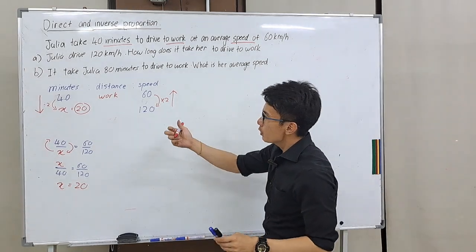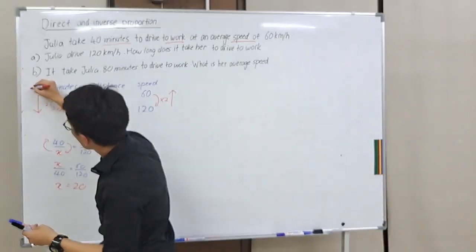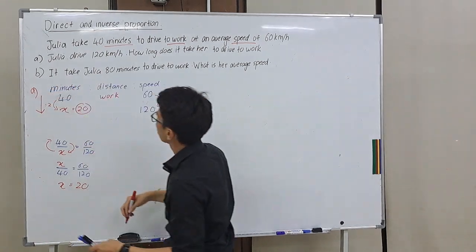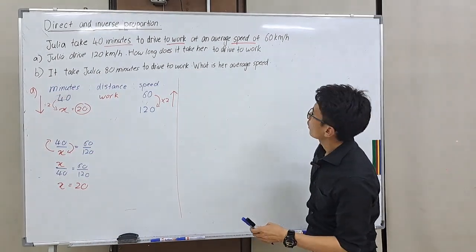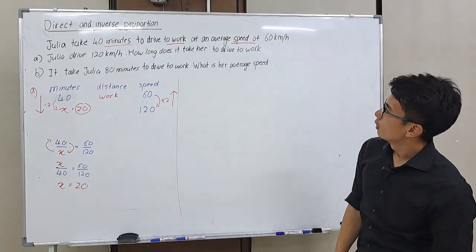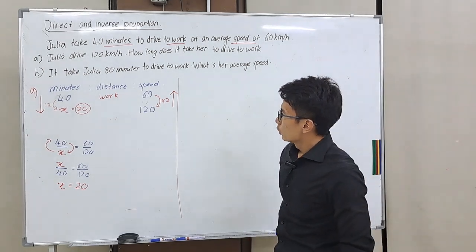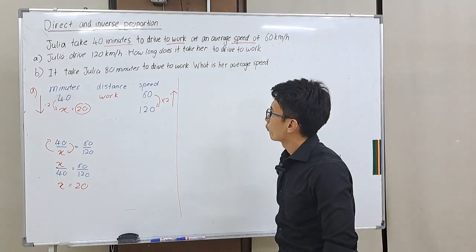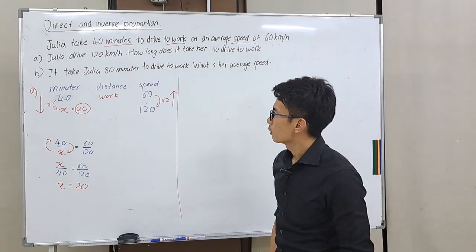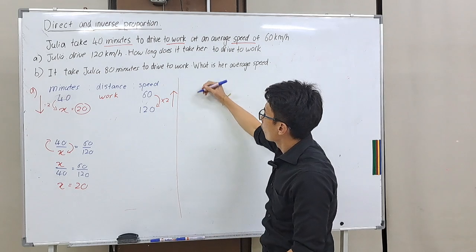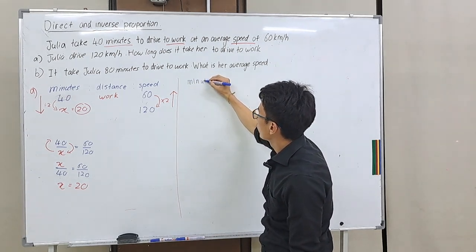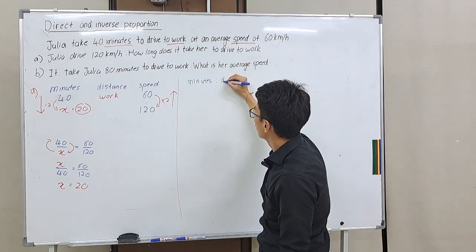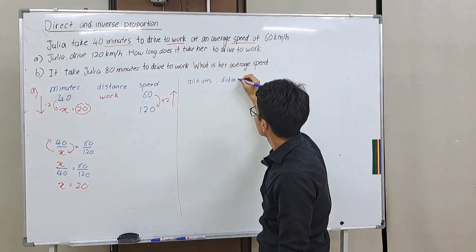Now, that's for A. We have done A, and now question B. It takes Julia 80 minutes to drive to work. What is her average speed? Again, what I would like to do is make my table so that I can see the big picture of what's going on.